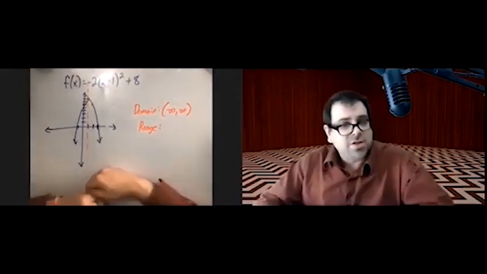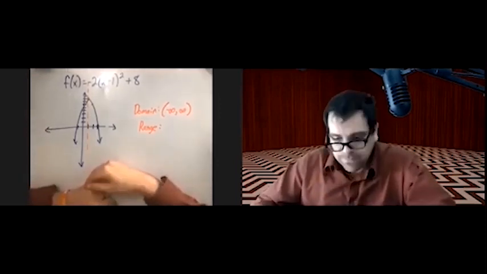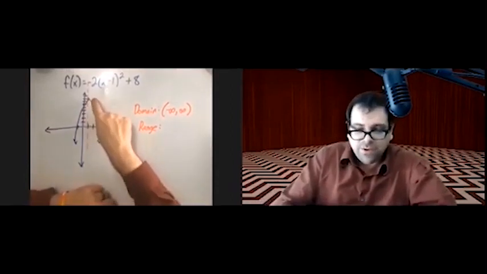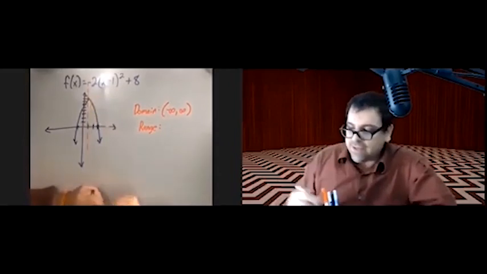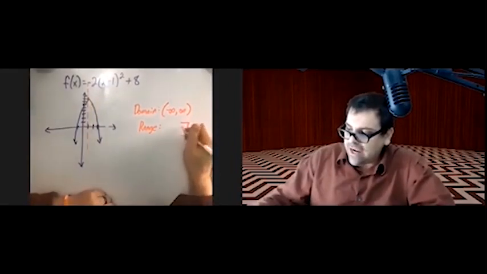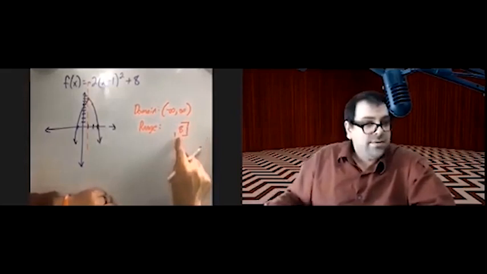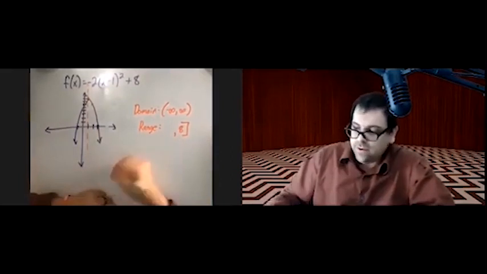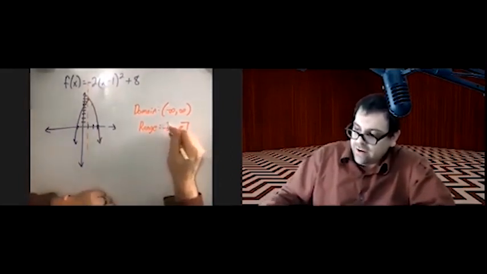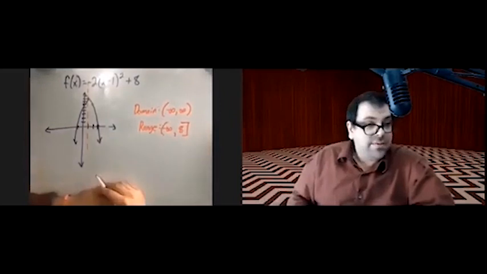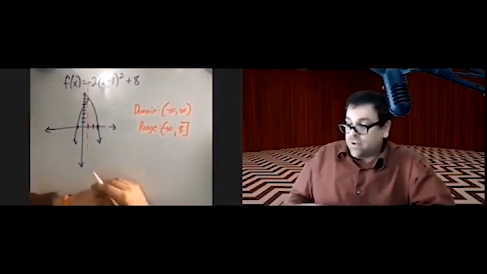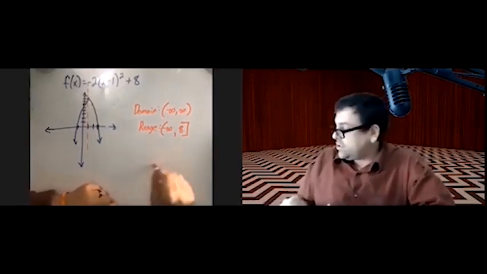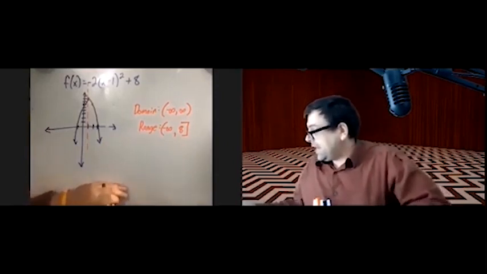The range is going to be determined by the max or min value. Here, the maximum value was 8. That means the y's can't get any higher than 8, but they can include 8. How low can they go? All the way. They can go all the way to negative infinity, which will take a parenthesis. So the domain, negative infinity to infinity. The range, negative infinity to 8.